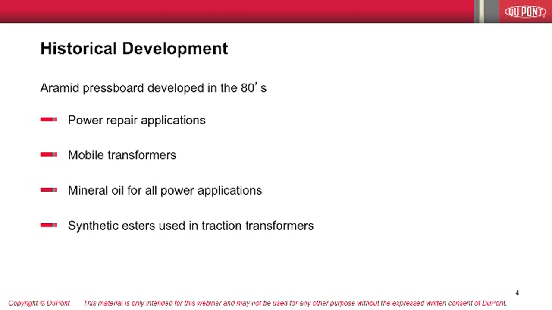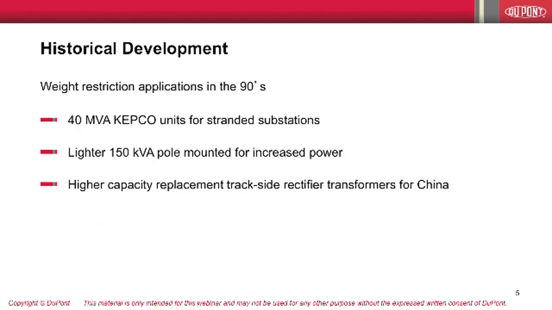In traction transformer applications, synthetic esters were first used during this time. The 1990s saw increased interest in weight-restricted applications, borrowed from the success of the mobile transformer applications. The Korean utility, KEPCO, needed replacement 40 MVA units for substations stranded by bridge weight limits that were reduced after one collapsed. A choice was necessary: either 3 single-phase units or 1 3-phase operating at high temperature.